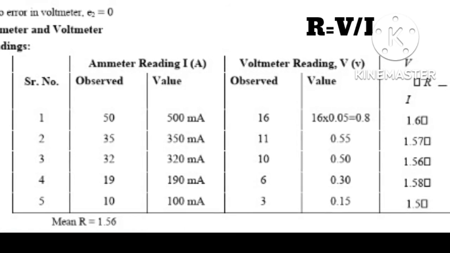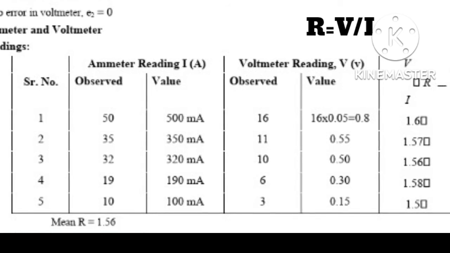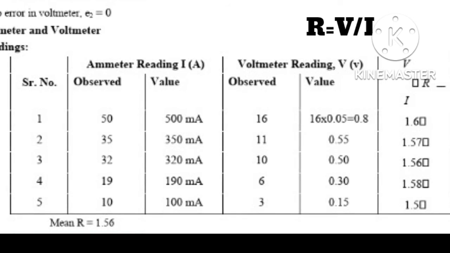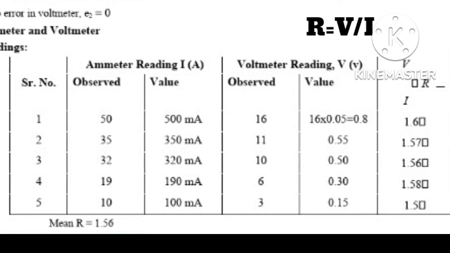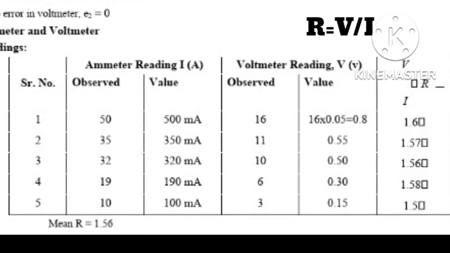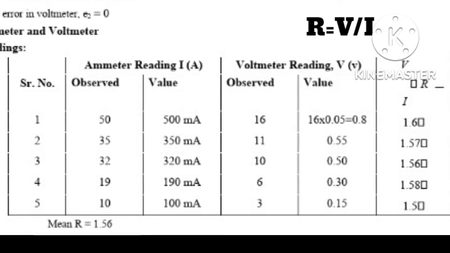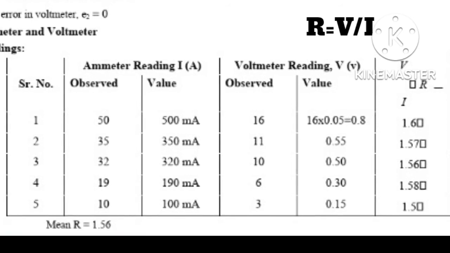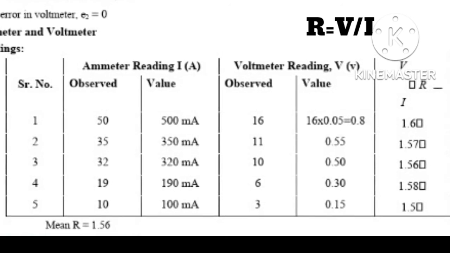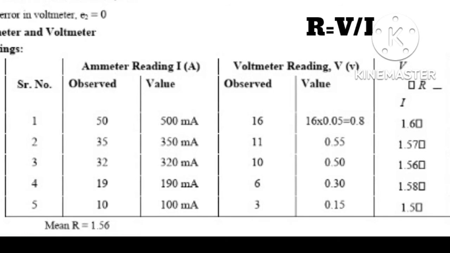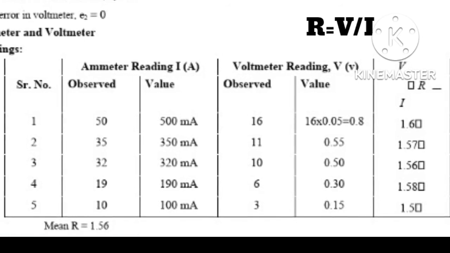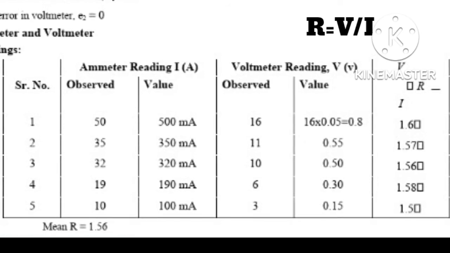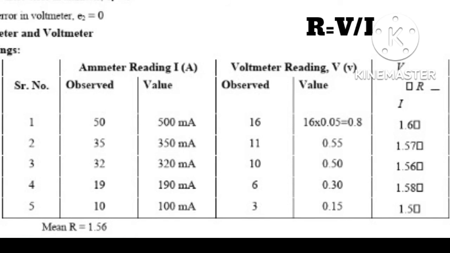And for getting the corresponding voltmeter reading, we have to check the voltmeter division. Suppose we are getting the 16th division, then that value we are writing as the observed reading, and for getting the corrected value, here also we have to multiply that 16 with least count. Here least count is 0.05 volt, that is 16 into 0.05 volt, that will be equal to 0.8 volt. Now we can calculate the resistance by using the equation R is equal to V by I. That will be equal to 0.8 divided by 500 milliamperes.